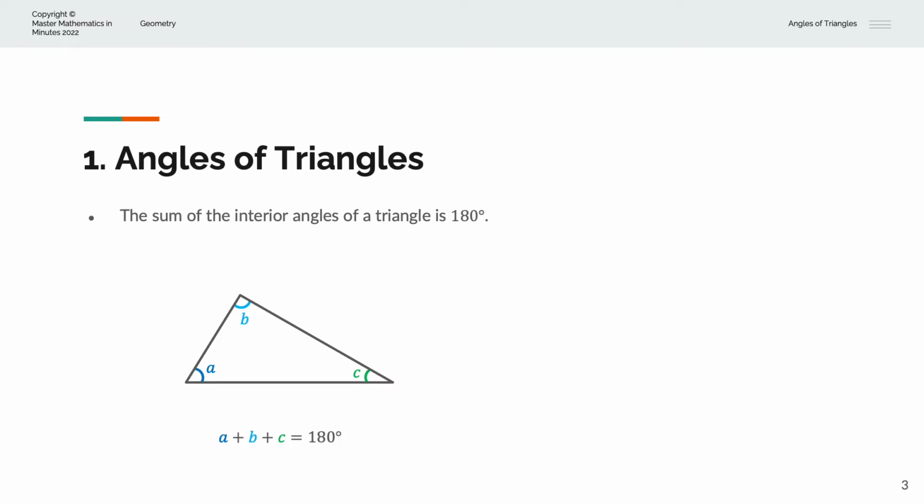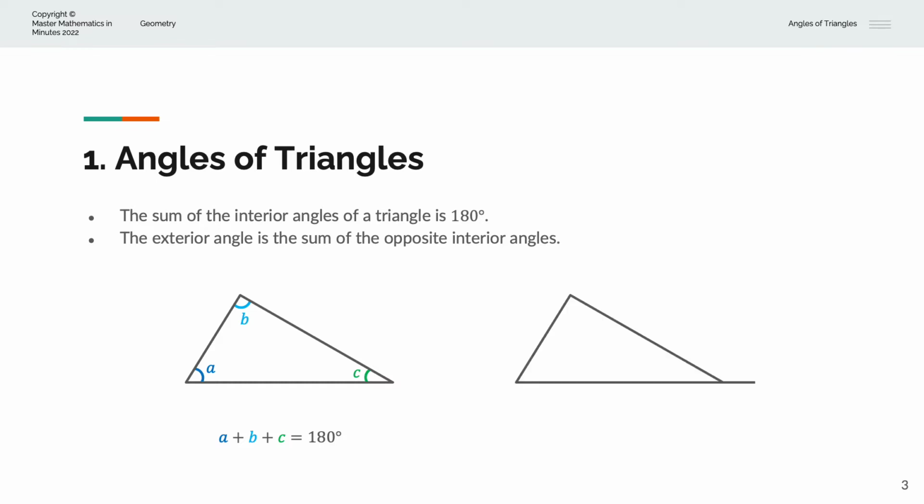The second idea is that the exterior angle is the sum of the opposite interior angles. We will consider this visually. So here, we have the same triangle, again with angles A, B, and C. For the exterior angle, D, that is equal to the sum of the two opposite interior angles. Or in other words, D is equal to A plus B.